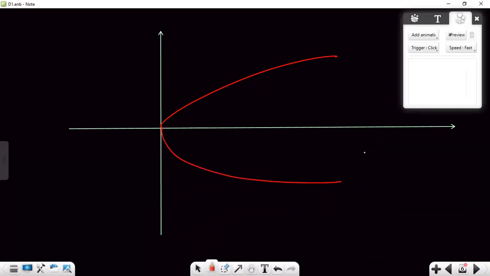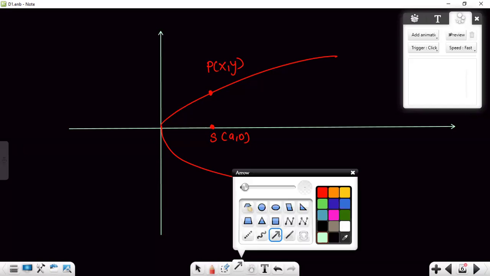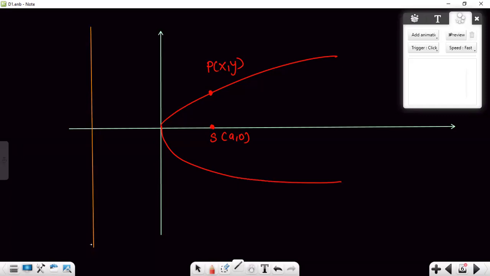This is the parabola, okay? So the focus will be somewhere here, and we are calling this point S. Its coordinates are (a, 0). We are taking a random point P (x, y) here. And there's a directrix also, a fixed straight line that we talked about. We draw it in orange. It's a perpendicular fixed line.